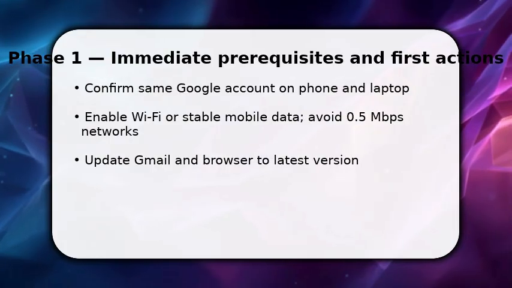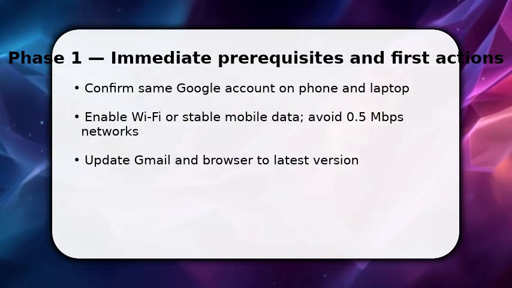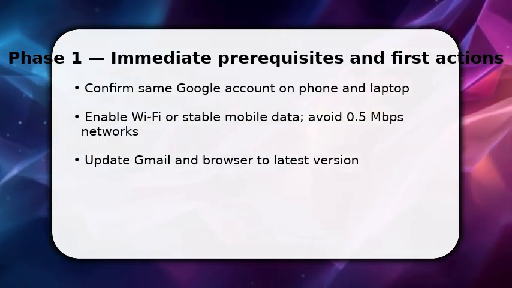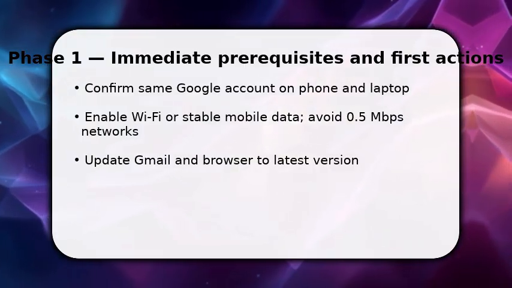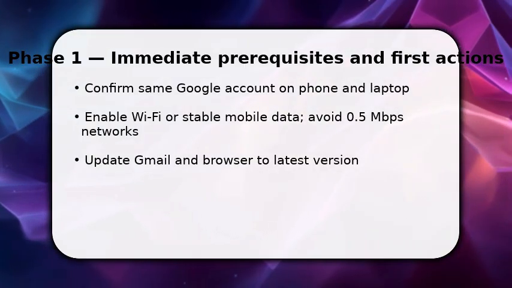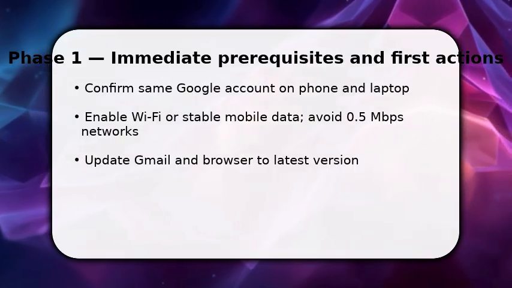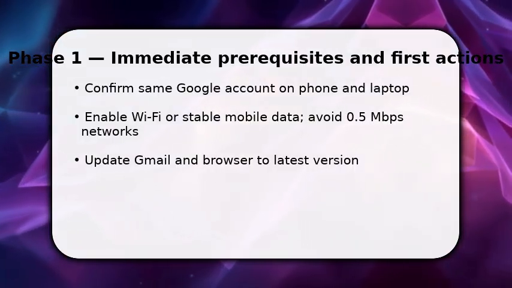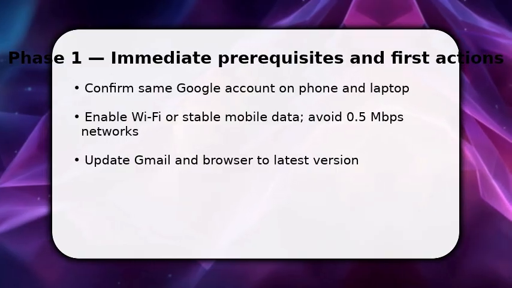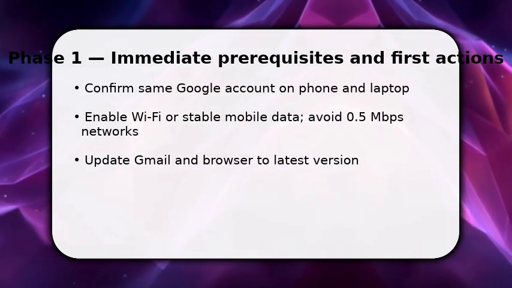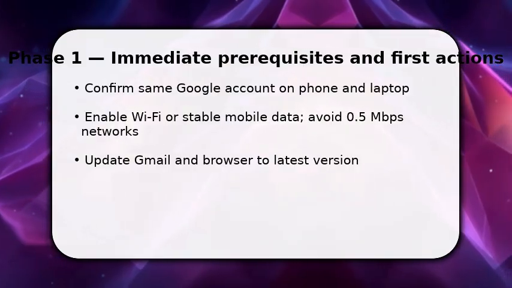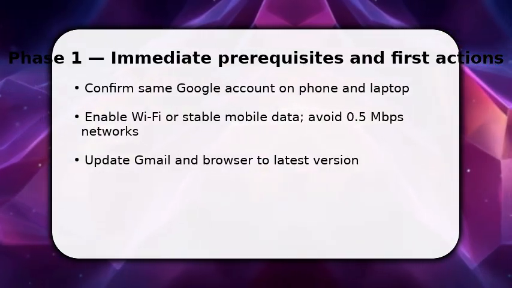You'll start by verifying account parity. Make sure the exact Google account is signed into Gmail on your phone and in Chrome or another browser on your laptop. Once done, enable Wi-Fi or a stable mobile data connection and confirm apps and browser are updated. Open Gmail on your phone and check settings accounts to verify sync is active. This step prevents mismatched labels or missing messages later.